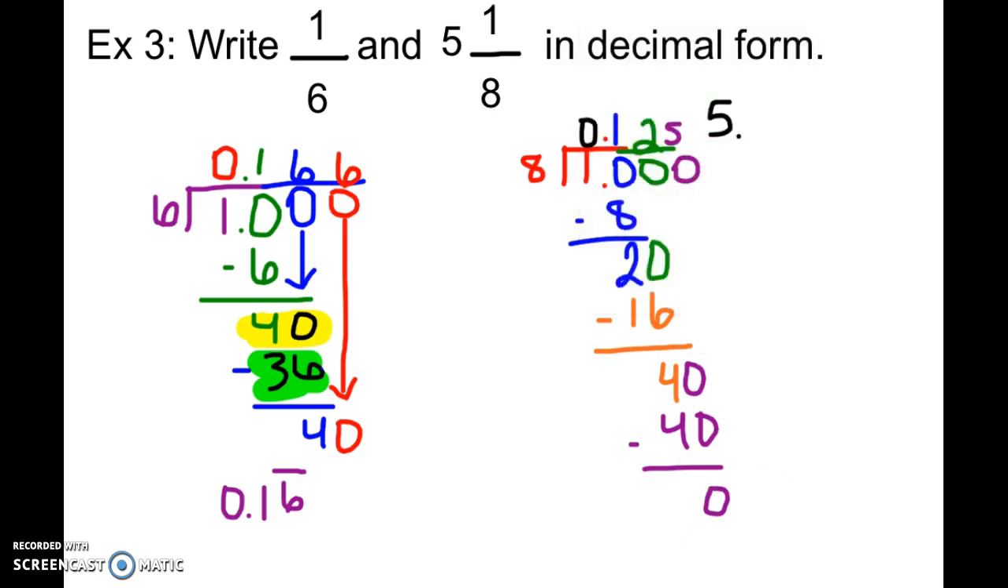So this piece here after that decimal point is going to come right after the 5. And our final answer will be 5 and 125 thousandths.